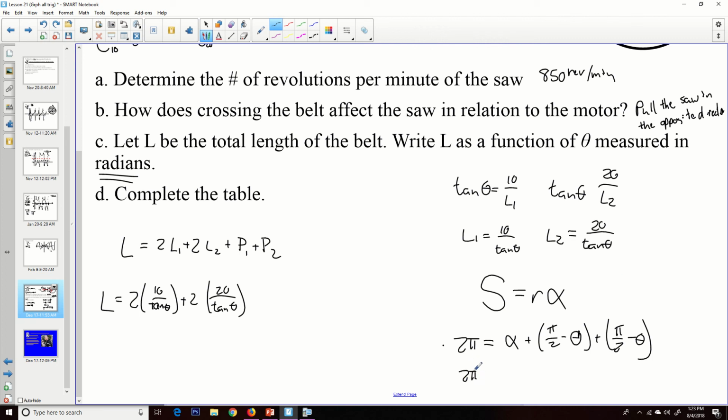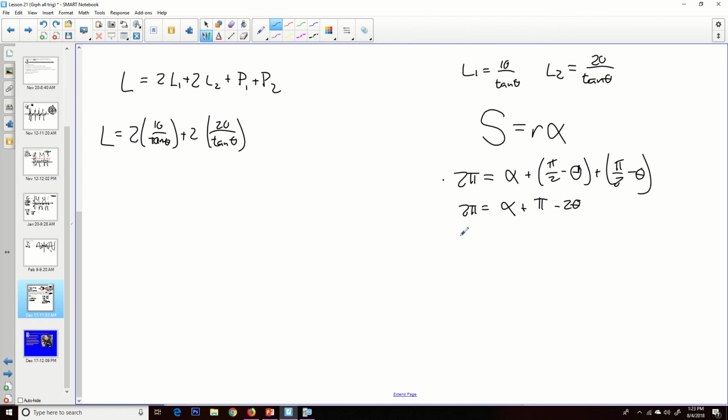So I get 2 pi equals alpha, and then pi over 2 plus pi over 2 is just pi. Negative theta minus theta will be negative 2 theta. All right. And so if I bring this over, I get pi plus 2 theta is equal to alpha. So I subtract pi, that gives me 1 pi. I add 2 theta to both sides, it gives me plus 2 theta.